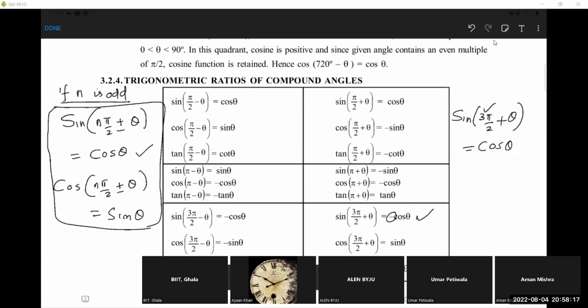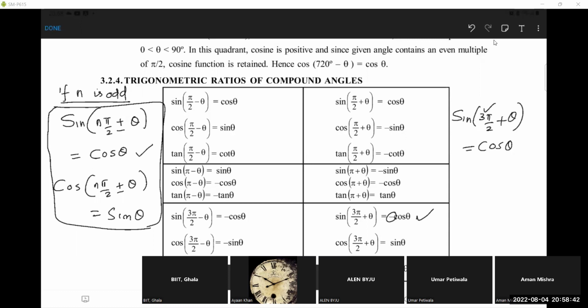Clear or not this part? Clear or not, students? Alan, Amar, Aman Mishra, is it clear? Yes, sir.